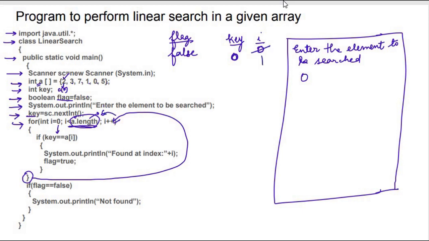Again the condition is checked. 1 is less than a dot length. A dot length is 6. So 1 is less than 6. Yes. It enters into the for loop again. If key is equal to AI. Now this time I is 1. So A1 is representing which element? 3. A1 is 3. So is 3 equal to key? No, it's still false. So again the if block is not executed.